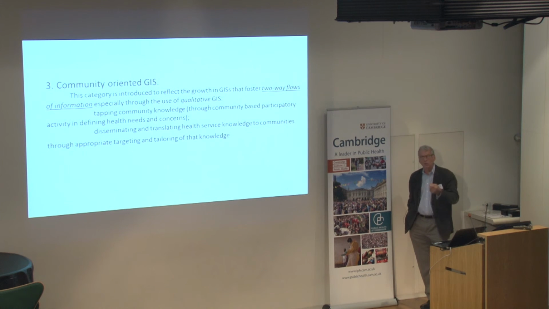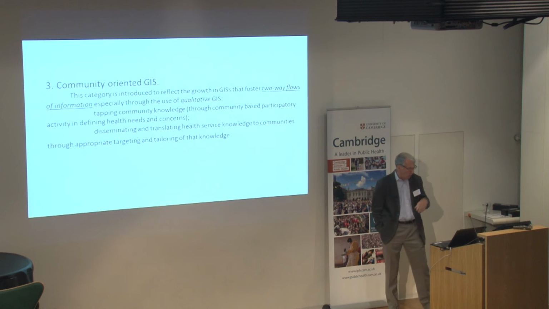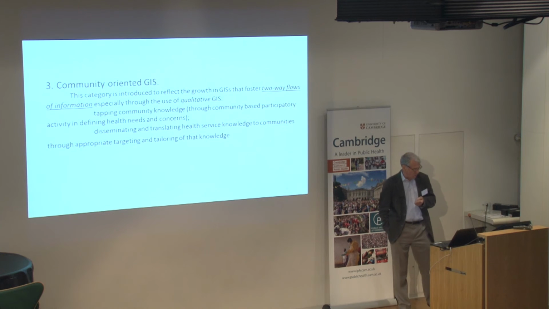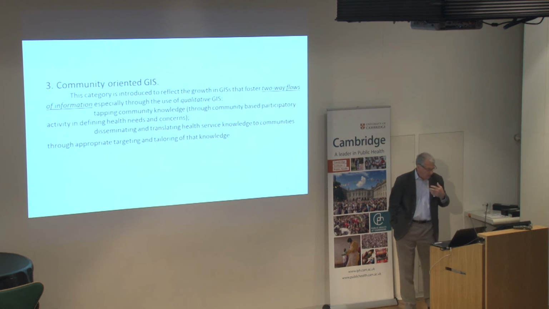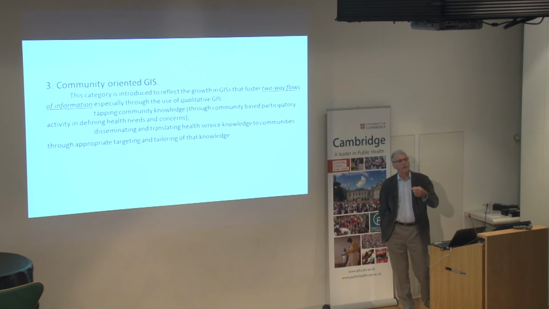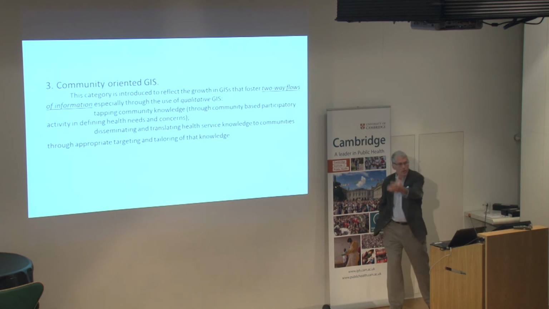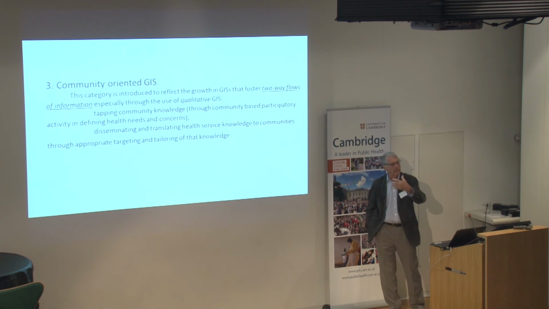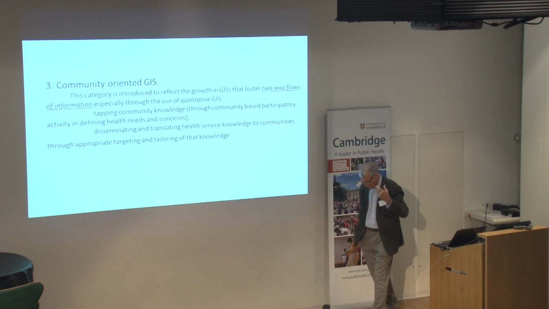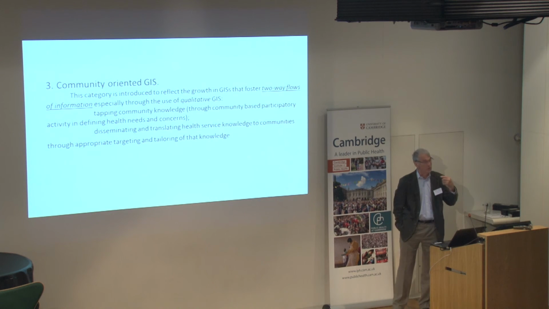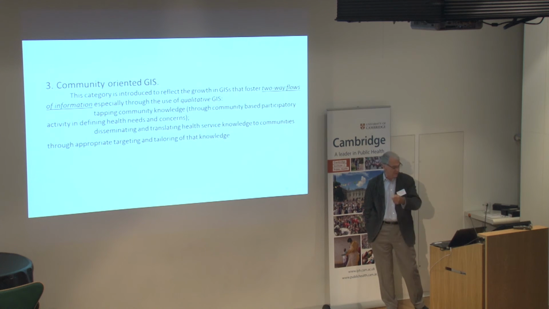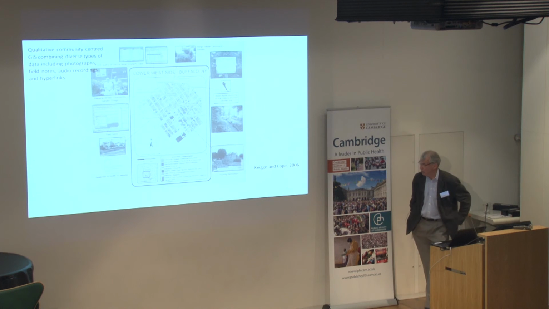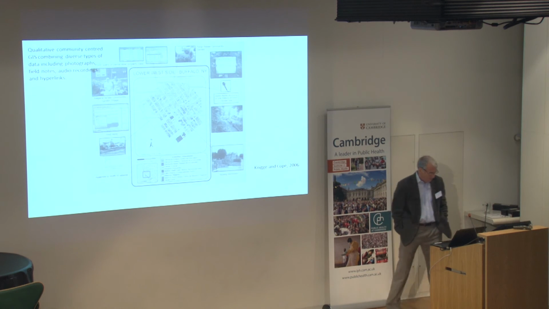So, for example, and we saw quite a good example of that in the previous talk, tapping community knowledge through community-based participatory activity, disseminating and transferring health information knowledge to a community and getting reactions back. In fact, using community information, a two-way flow of information, to strengthen the tailoring and targeting, the geographical tailoring, the geographical targeting of health service activity. And here's just a very simple example of the sort of thing that I have in mind.